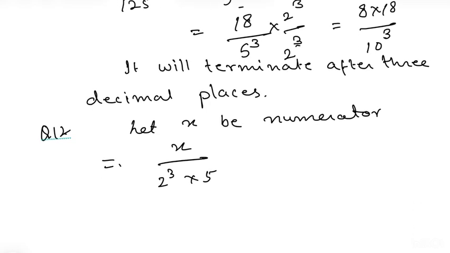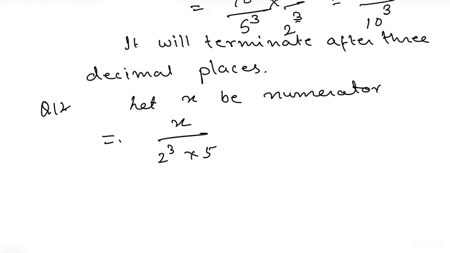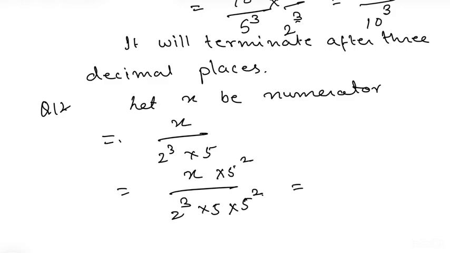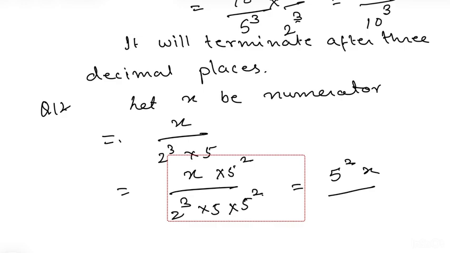Again, to see the decimal places, I have to make 10 in the denominator. So x upon 2 raised to power 3 into 5. One 5 is already there, I have to make this 3. So I will multiply by 5 raised to power 2. If I am multiplying by 5 raised to power 2, I will multiply here also.